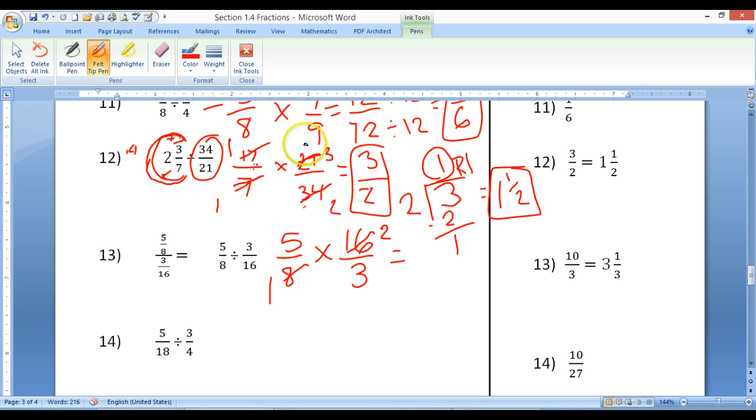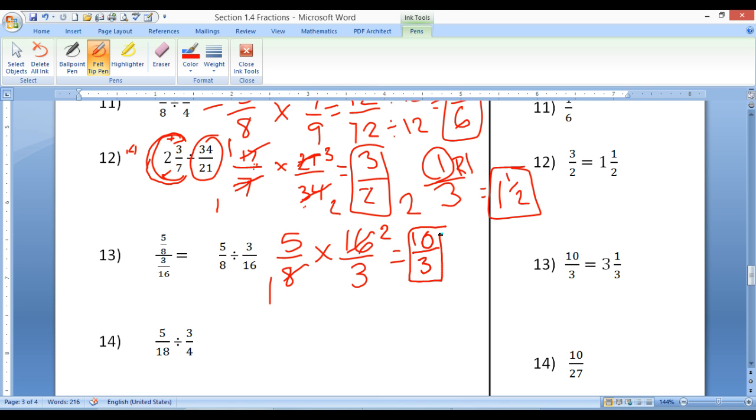So now I can just multiply straight across, and just because that kind of snuck down a little bit, get rid of that so I can multiply. 5 did not cancel out, so I have to keep it. 5 times, what's left here is 2. That gives me 10. And then down on the bottom I have 1 left, times 3. So I get 10 over 3. And that's my improper fraction.